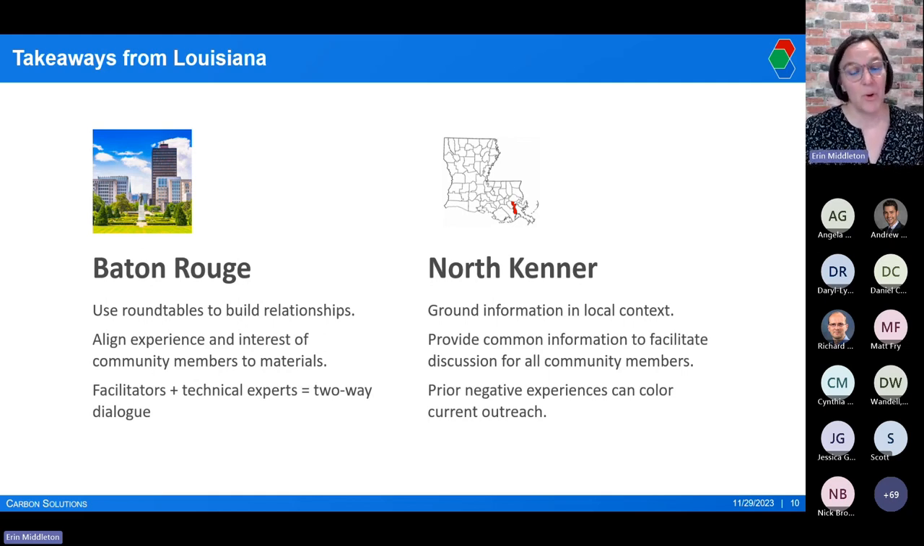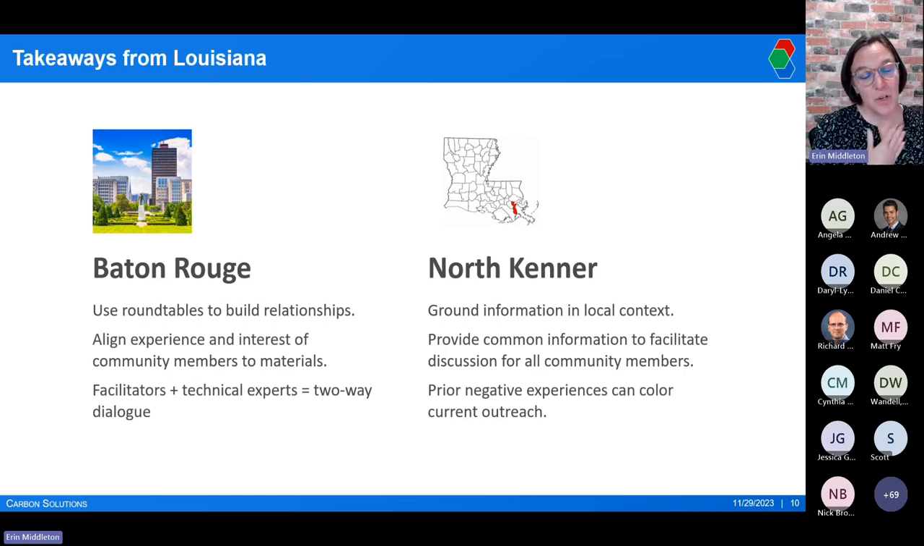The roundtables were a fantastic way to build relationships. Even within the meeting rooms, and this happened in some locations more than others, some of the people knew one another. It wasn't like everybody worked at the same place. But as you can imagine, in smaller towns, some people see familiar faces and feel more open to having discussions because they recognize some familiar people in the room. So this was a great way for people to build relationships in and around carbon management.